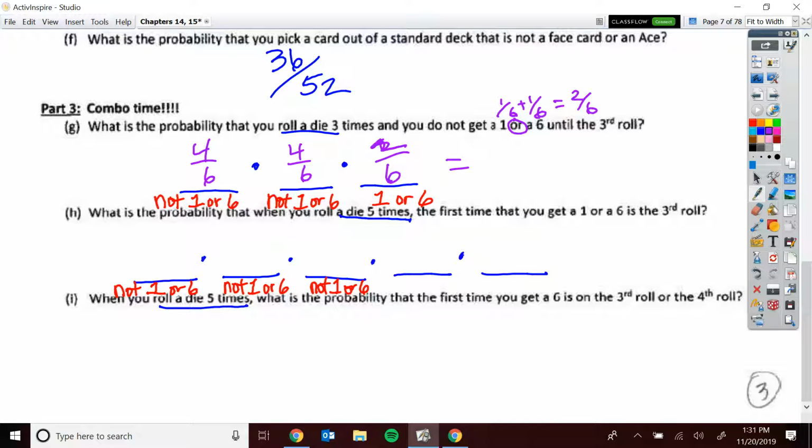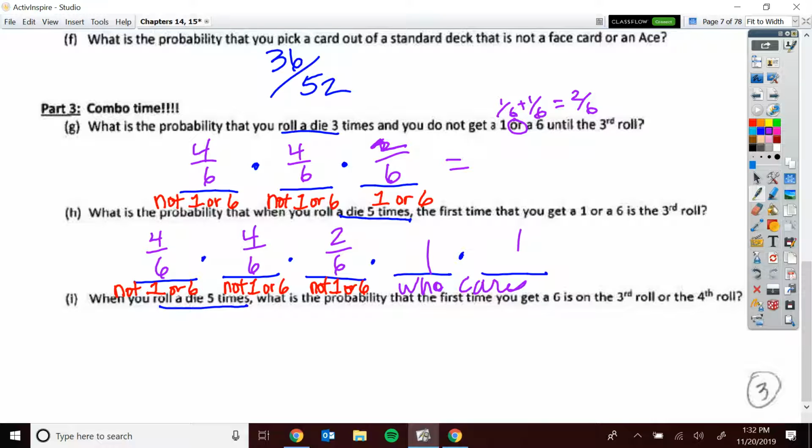And then however that reduces. Same thing here. Not a 1 or a 6, not a 1 or a 6, a 1 or a 6, and they say you're rolling it 5 times. What's going on here? Who cares? Anything. So you don't have to put them on there. Okay. So I wanted to show you this because I wanted you to see that there's an infinite number of ways to say the same thing, and you have to be able to figure out those different ways that you can say that.